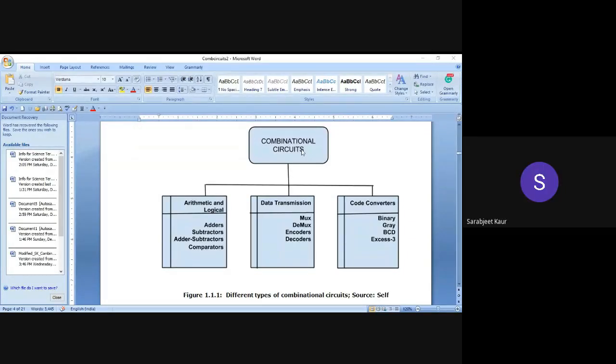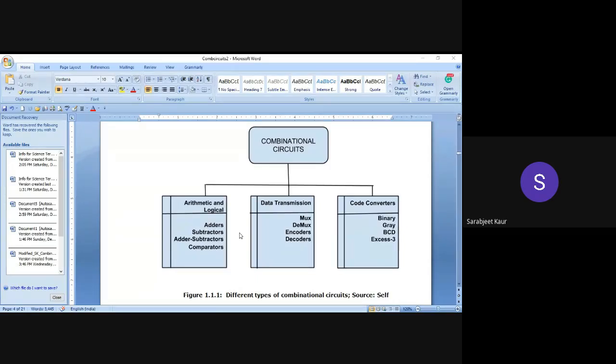Right. So the combinational circuits we said could be broadly categorized into three categories based upon where they are used. The first is usage for arithmetic and logical computations, the second for data transmission, and the third for code conversions. Under the first category, you've already visited the adders and the subtractors, where we have designed the half adder and a full adder, half subtractor and a full subtractor.